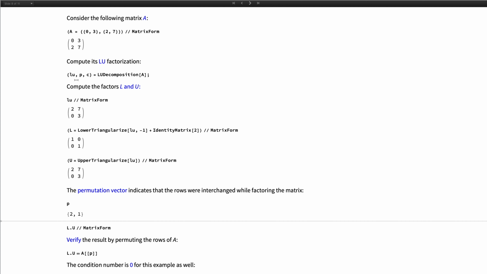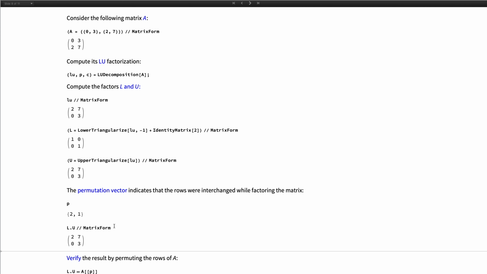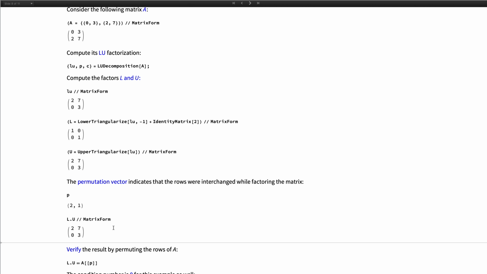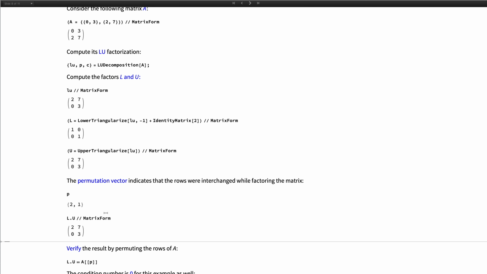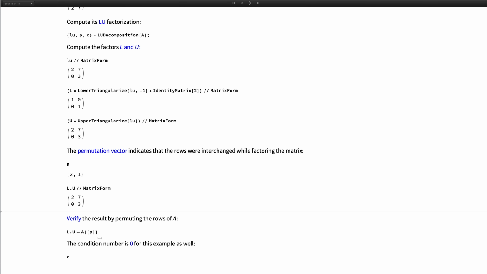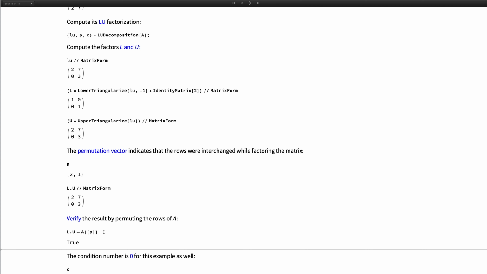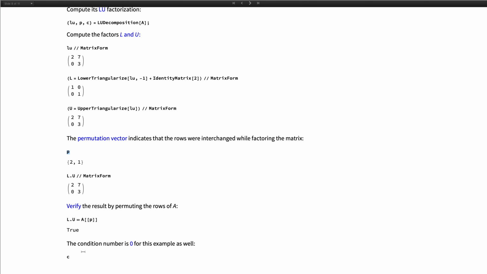And once you've done that, in fact, your L is very simple. It's just 1, 0, 0, 1. And so the U over here is just a flipped version of the matrix A. So if you do L dot U, you do get back the correct A over here. Right. Well, you're almost there because you still need to do the permutation. So I do that, and then I get back true. So the point over here is that the permutation vector P actually tells you what to do to the answer over here to get back A. Okay, and the condition number C over here is still 0.